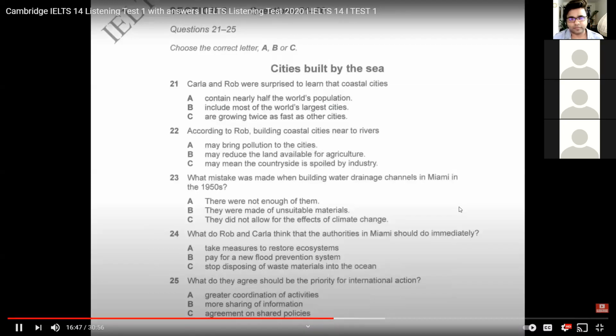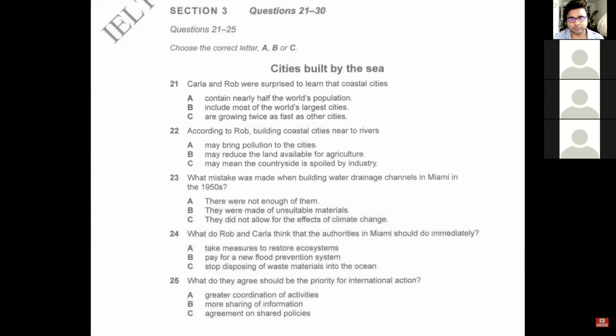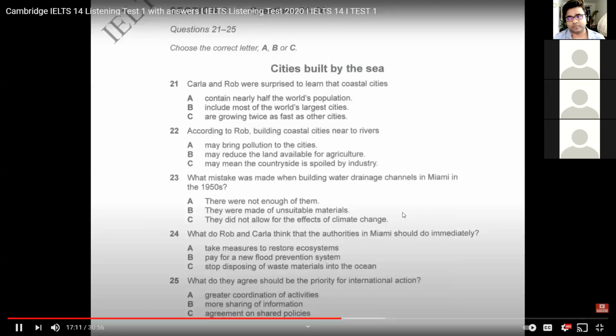OK, Rob, I'm glad we chose quite a specific topic. Cities built next to the sea. It made it much easier to find relevant information. Yeah, and cities are growing so quickly. I mean, we know that more than half the world's population lives in cities now. Yeah, though that's all cities, not just ones on the coast. But most of the biggest cities are actually built by the sea.